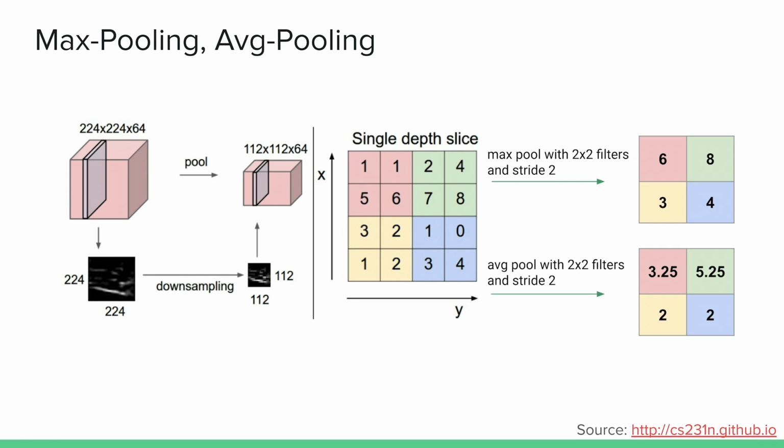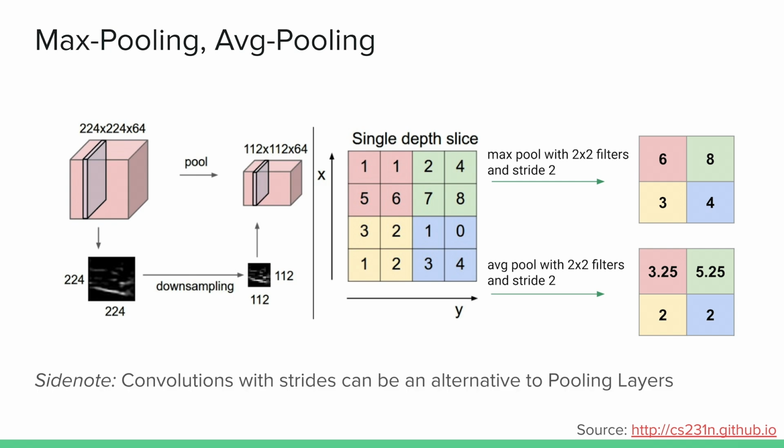On the left here you see one example: that black and white image would be our input, and we have a 2x2 max pooling. It would extract this into a 112 by 112 image, downsampling that image.